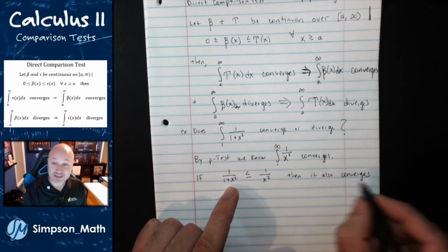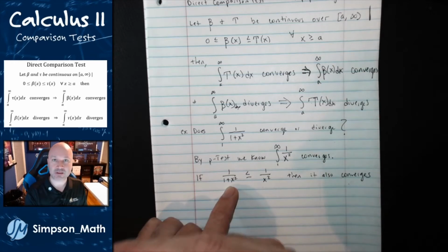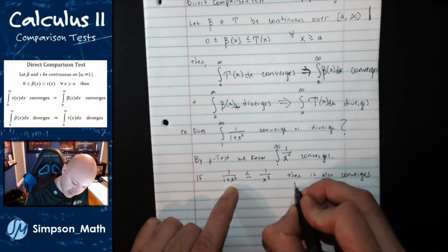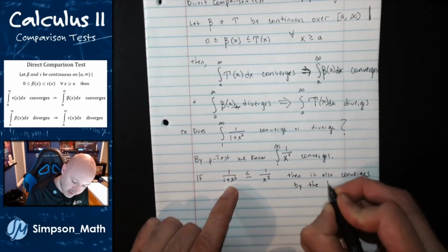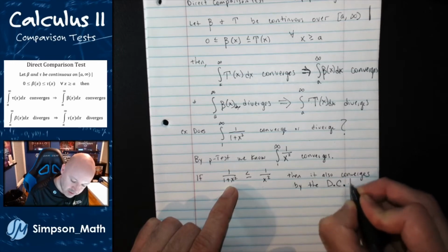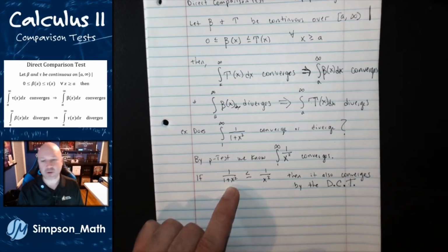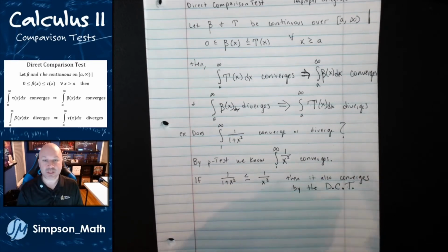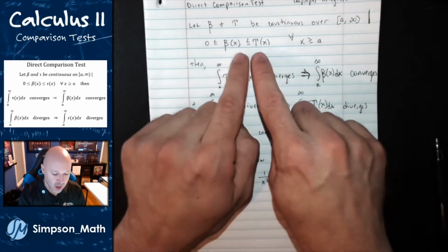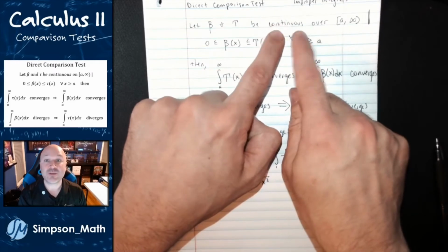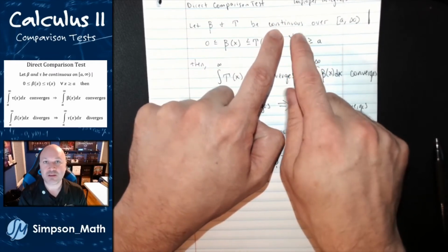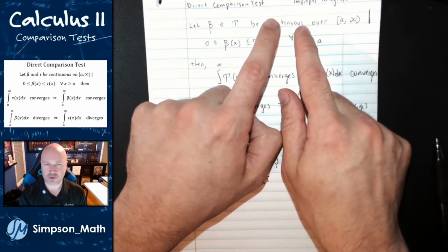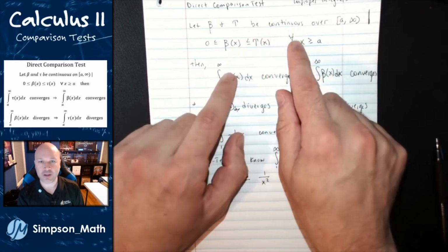What tells us that? Well, the direct comparison test tells us that. So I'm going to say by the direct comparison test for improper integrals. Now I have to also dither about, are they both continuous functions? They both have to be continuous, no asymptotes, no holes, no points of discontinuity.